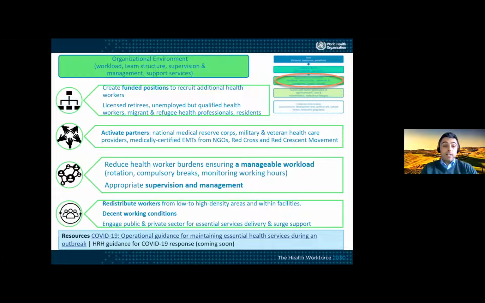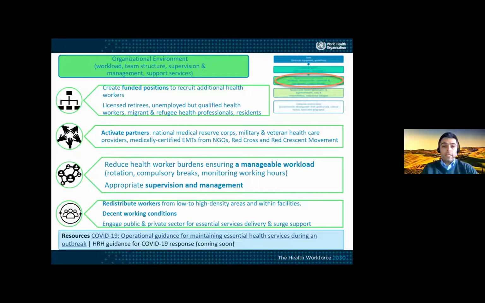And in relation, knowing that typically the epidemic will not strike equally across a country or jurisdiction, there may be opportunities to redistribute workers from low to high density areas as well as within facilities. For example, putting temporarily on hold some of the non-essential health services which can be postponed for a limited period of time without compromising too much patient and population health outcomes.